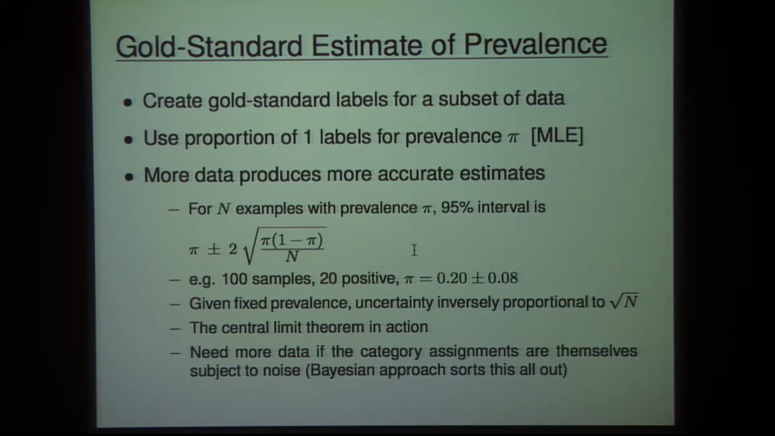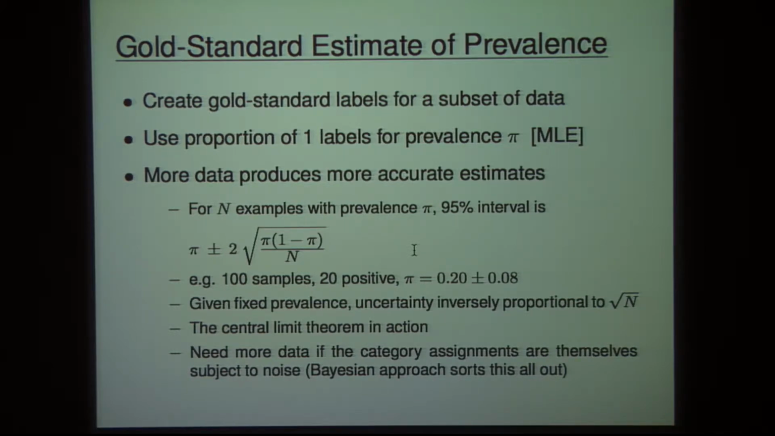So let's look at just the gold standard estimation of prevalence first, right? So let's say we have the proportion of 1 labels and we just make that our prevalence. That's the maximum likelihood estimator there. More data always produces more accurate estimates, but the question is how much?